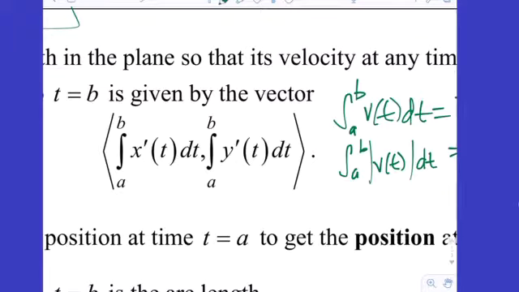Okay, so not as a single unit. Total distance traveled we express as a single unit. That's the arc length. Displacement we express as a vector. Okay?